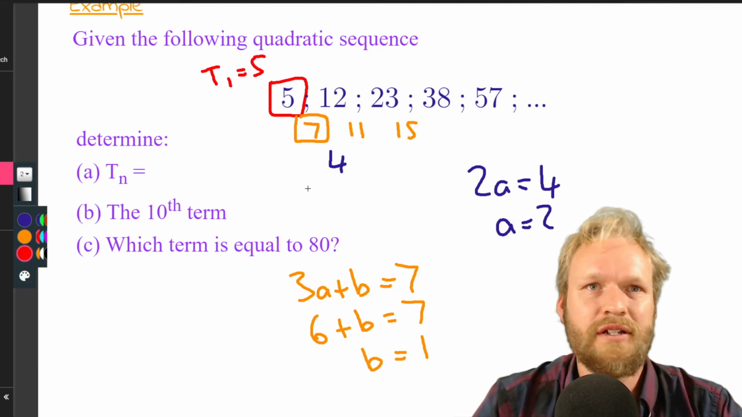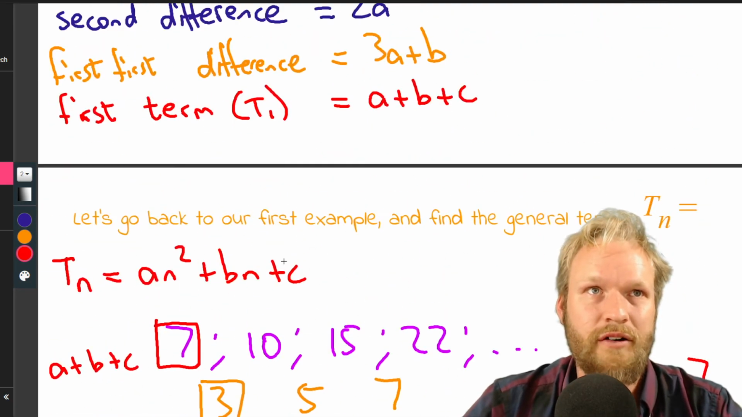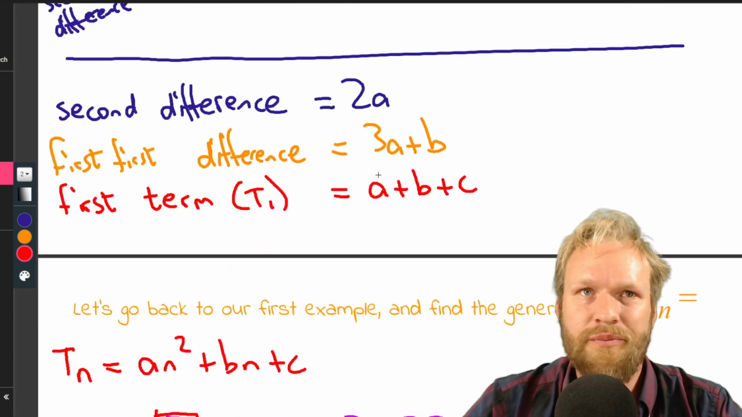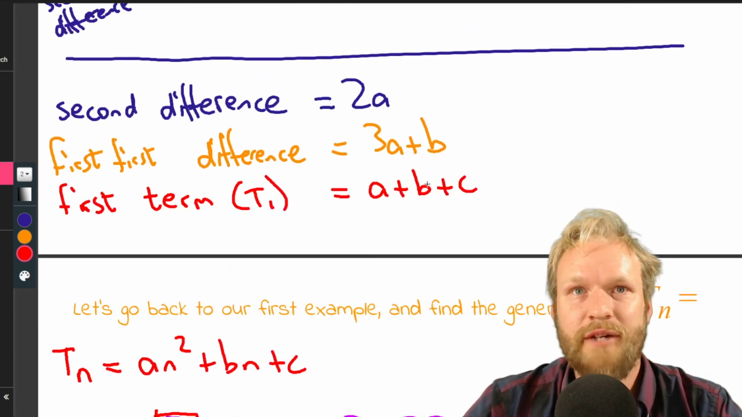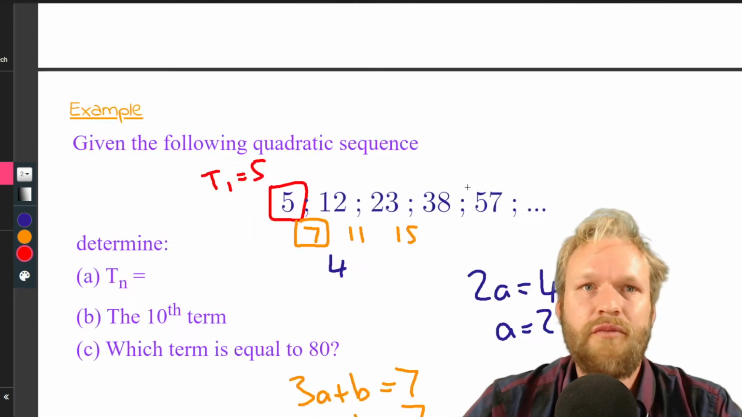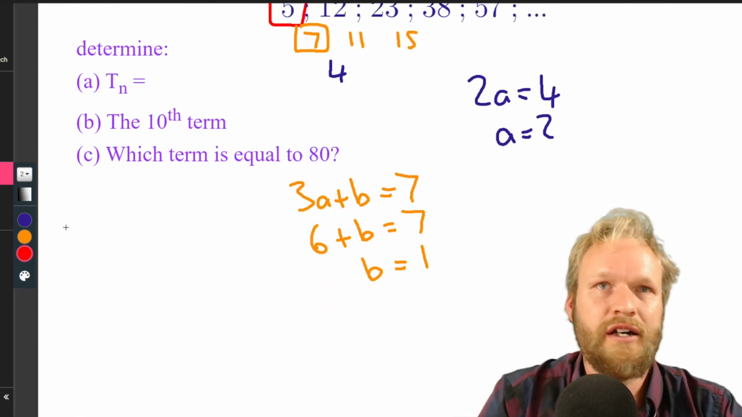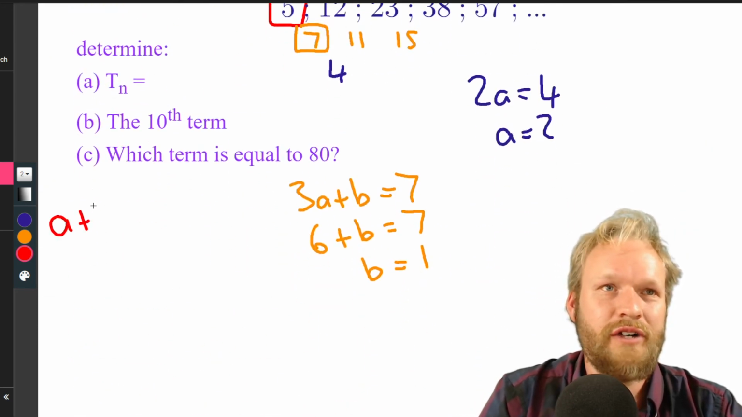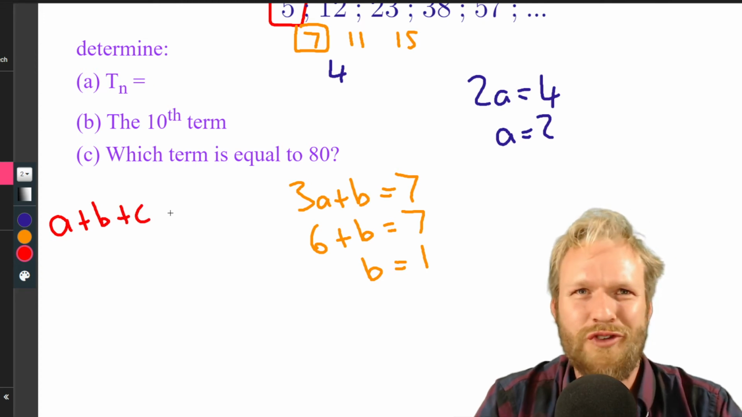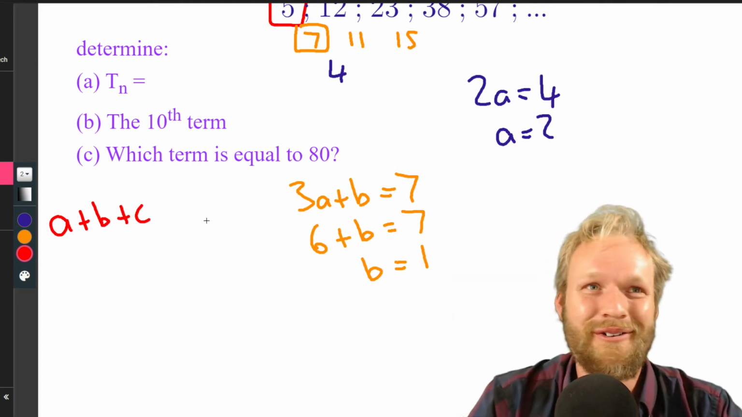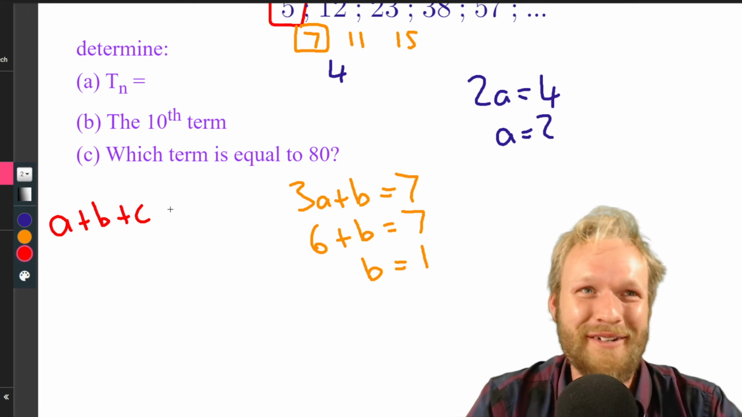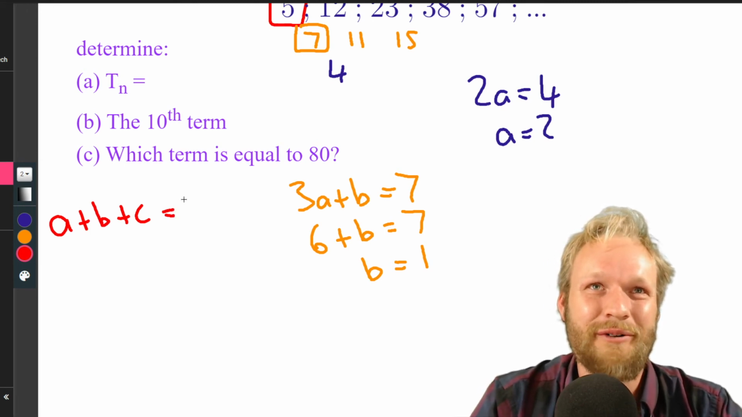And the last bit is that this first term, we always remember from this that we worked out, T1, our first term, is a plus b plus c. So now we can do it here. This is really organized, right? A plus b plus c. Try and do it in a more logical, or just a better visual, I guess. So a plus b plus c equals our first term.